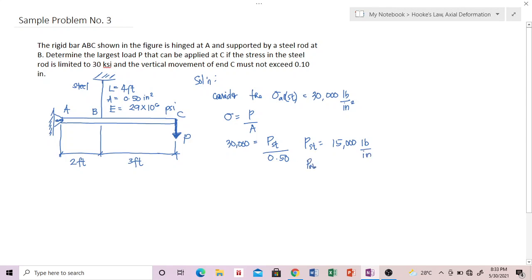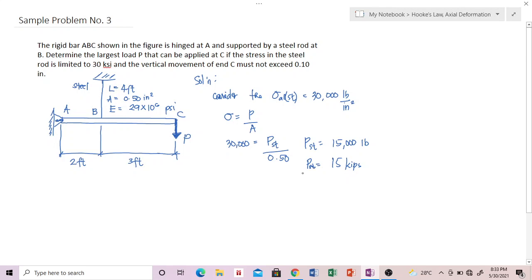Sorry, that is 15 ksi, kilopounds per square inch. Sorry guys, the unit for P is pounds only, so just remove the inch. So this is kips, 15 kips. Okay, so we already have the magnitude of P steel considering the allowable stress in the steel.